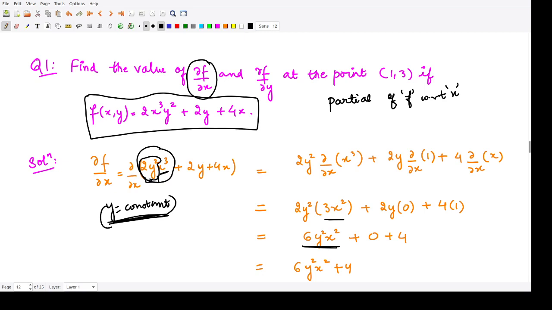For the second term we have 2y. Now this term does not contain x, so that means it is a constant. And what is the derivative of a constant?